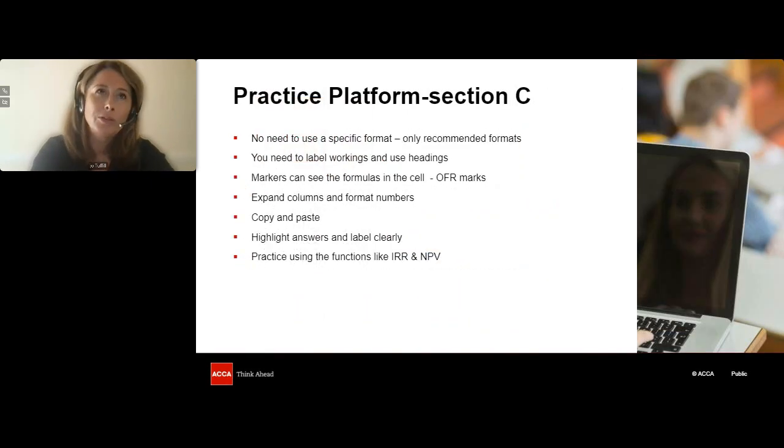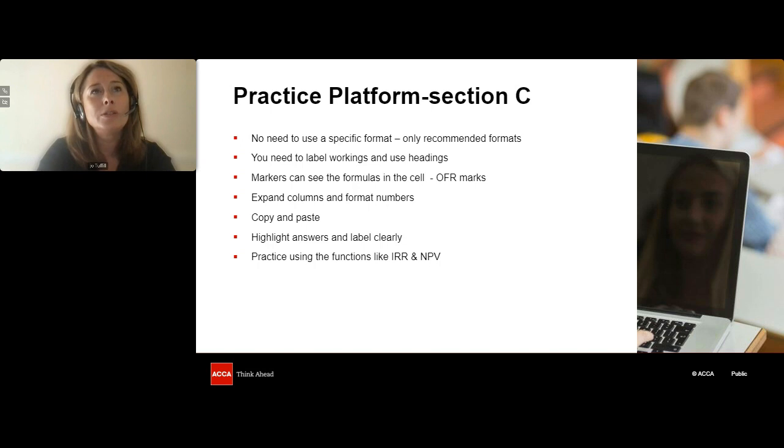Now I want to go through section C and the real importance of using the practice platform in your revision and your practice for this exam. You do need to use it. It's where you're going to do your exam. And this practice is totally important, and the examining team really believe that this makes a difference.